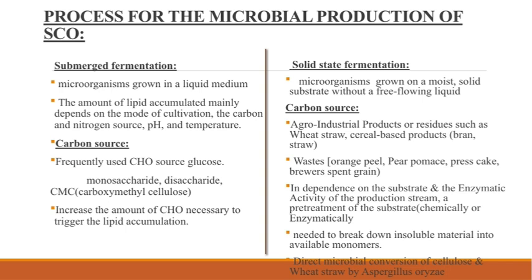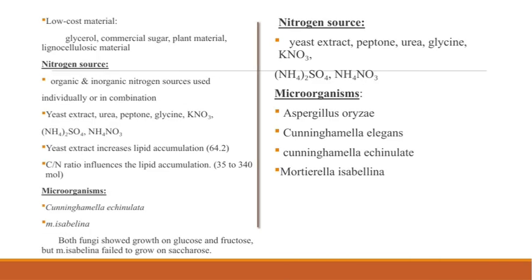Overall, both methods leverage different substrates and cultivation conditions to optimize lipid production, which is key to developing sustainable, microbial-based sources of valuable lipids. Let's start with the low-cost materials we can use for microbial lipid production. These include glycerol, which is a byproduct of biodiesel production, commercial sugars, plant materials, and lignocellulosic biomass. All of these are affordable and readily available, making them ideal for large-scale processes.